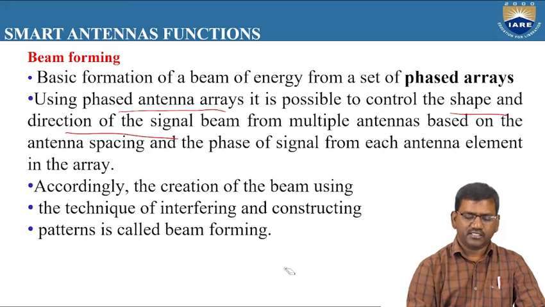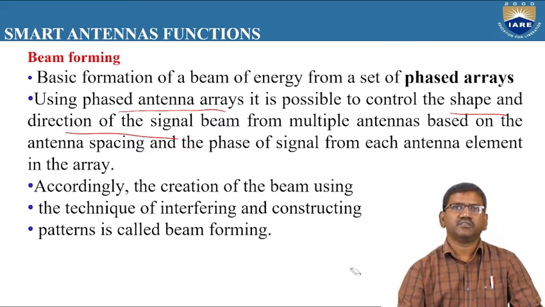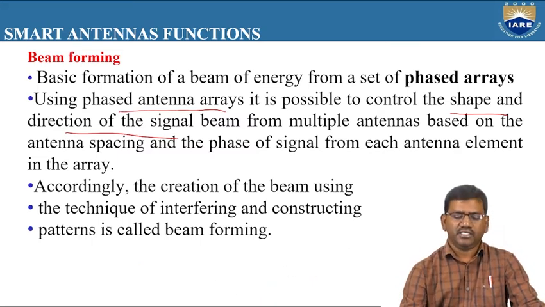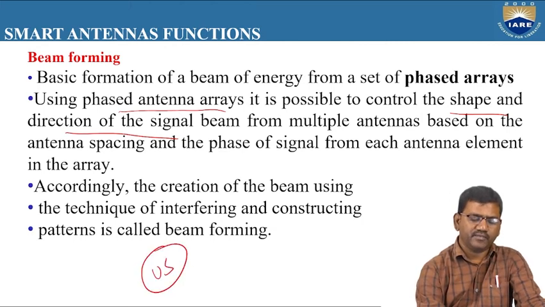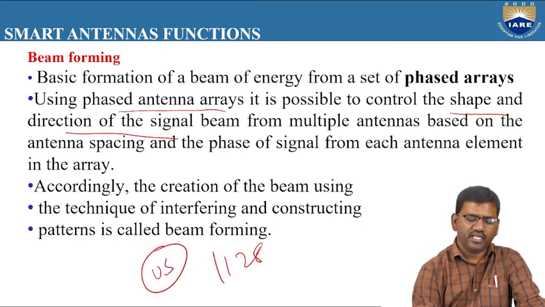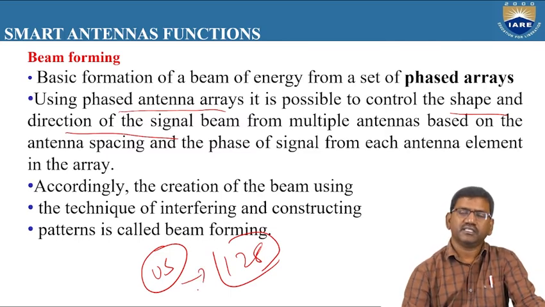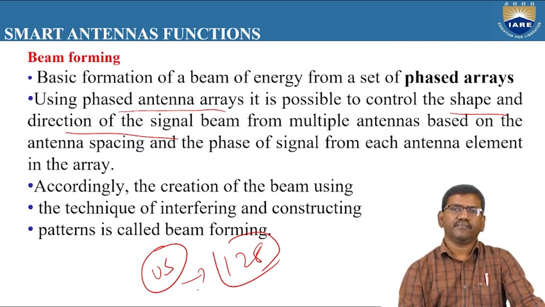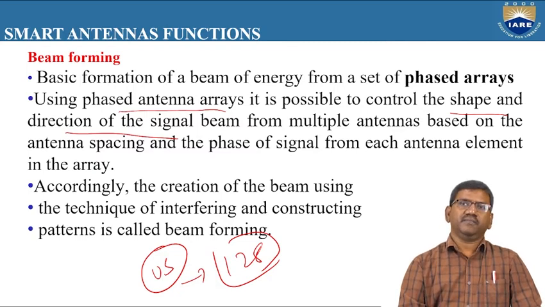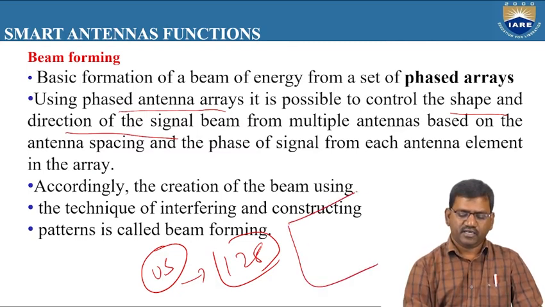So in the smart antenna system, there is no requirement on the number of elements. In the US, one company made a smart antenna system with 128 elements in an array. So they have arranged these elements in this way.